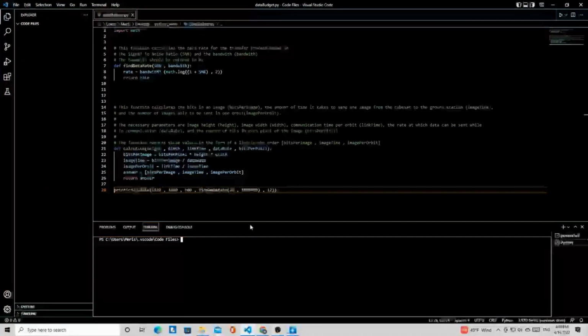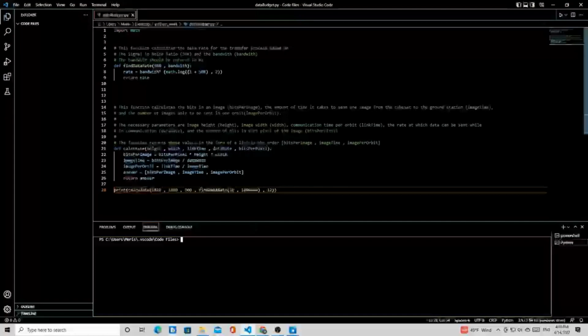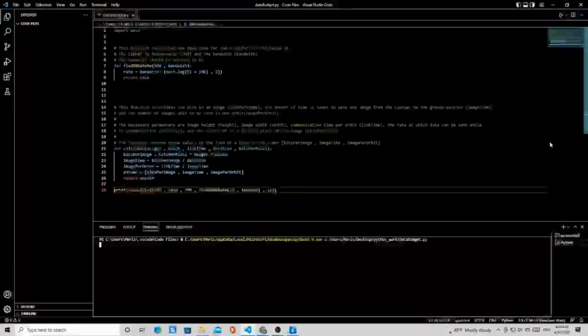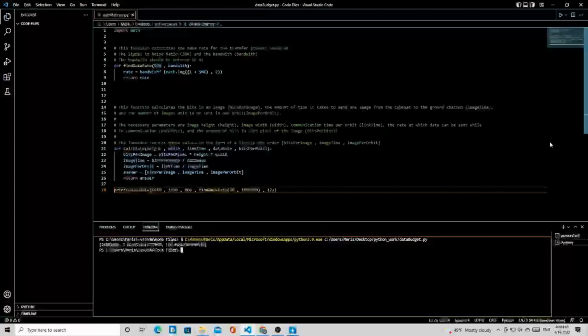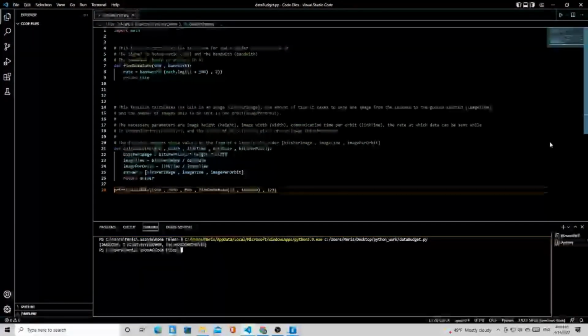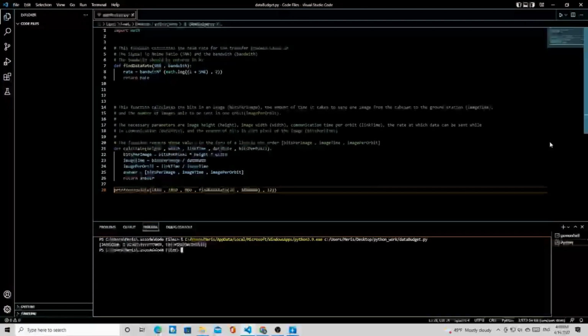Our example for this program uses a communication time of 600 seconds, a signal-to-noise ratio of 30, and a bandwidth of 1 megahertz. If we run the program, we can see the resulting values are about 24 million bits per image, a downlink time of about 5 seconds per image, and about 119 images able to be sent in one orbit. The data budget plays the important role of facilitating communication between the payload and the ground station.